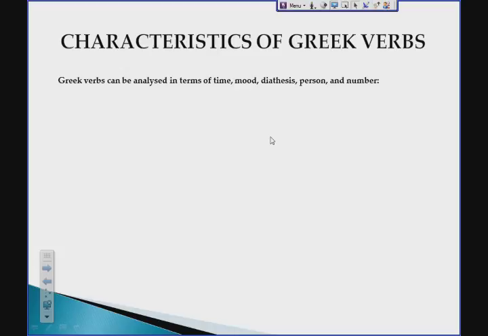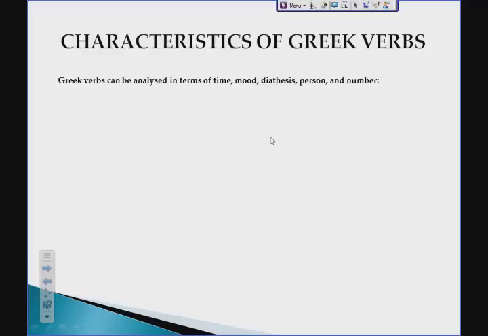I'm sorry for repeating slides. Now let's get to the characteristics of Greek verbs. Having given you the synopsis of how Greek verbs look, all the tenses, how does the Greek verb specifically function?